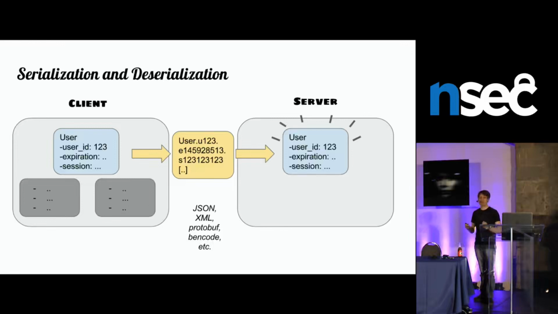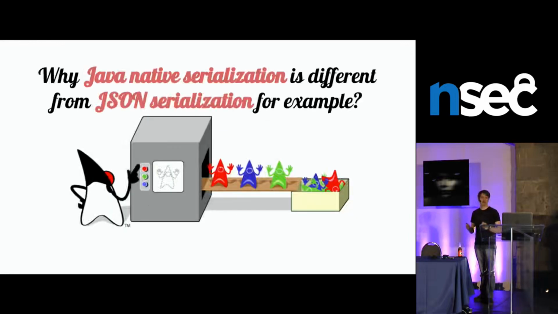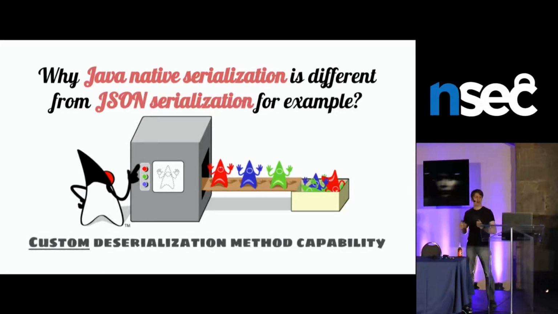So I have listed a couple of formats. But what's the main difference between native serialization in Java and, for example, JSON? The main difference is that with Java native serialization, you can add custom behavior to objects that are being deserialized. In JSON, it's static, so you can list properties, but you cannot add custom behavior when deserialization occurs. At least not in most popular libraries.